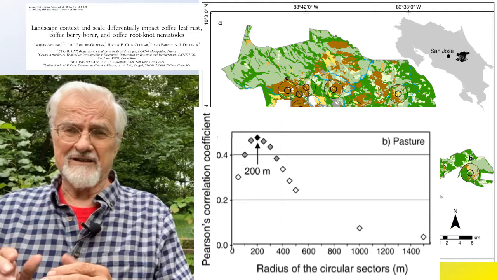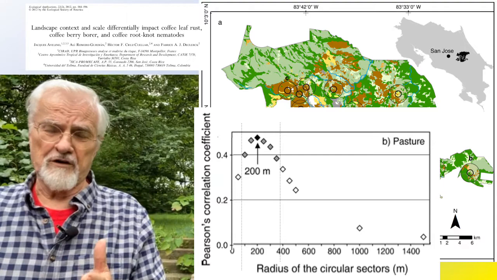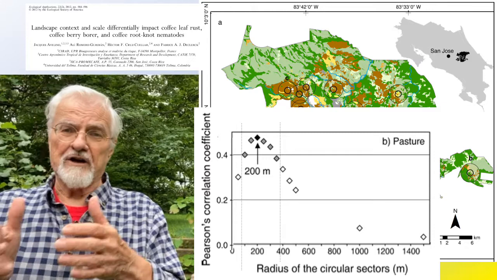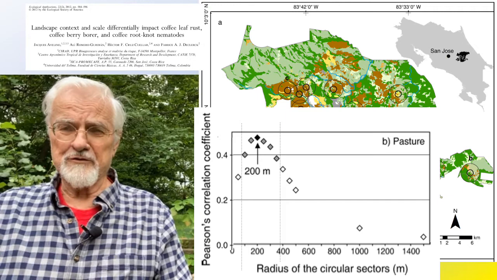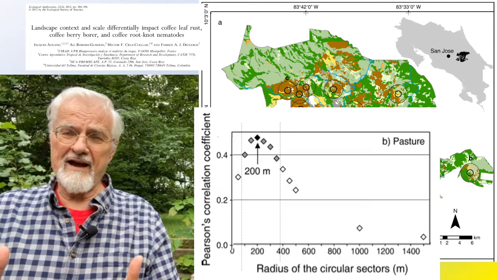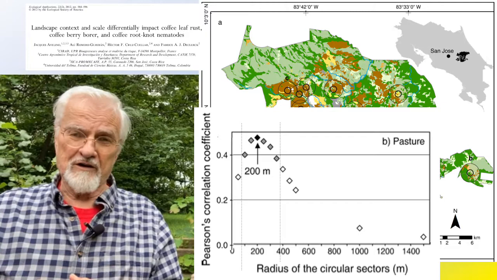And what you see is the correlation coefficient. The correlation coefficient is the correlation between the landscape factor and the amount of rust that exists on a coffee farm. So what you see here is that at about 200 meters, a circle around 200 meters in diameter, you have a very, very high correlation, above 40% correlation between how much pasture there is in an area and how much rust you get.